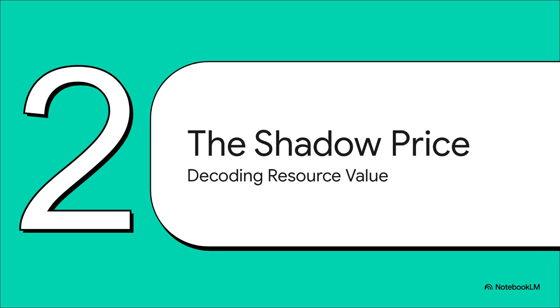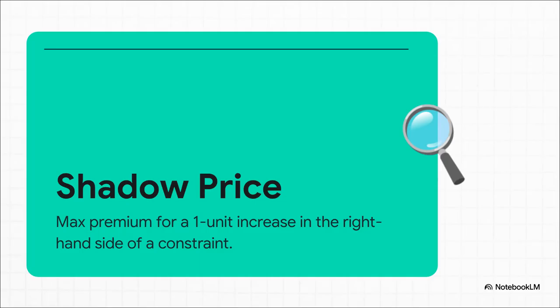Section 2. Decoding the shadow price. Let's decode our first highly tested concept and see how this actually builds your advisory toolkit: the shadow price. Economists and textbooks sometimes call this the dual value. But honestly, rather than memorizing some dense textbook formula, I want you to think about this purely conceptually.